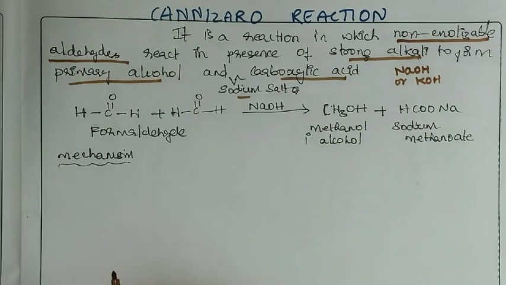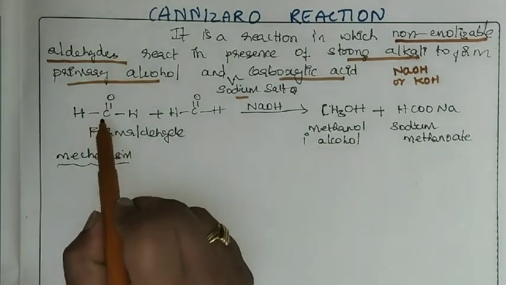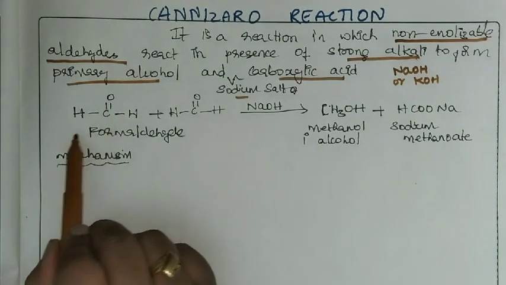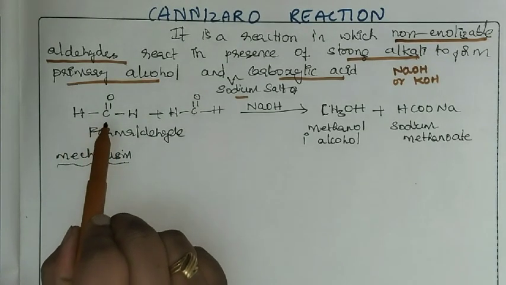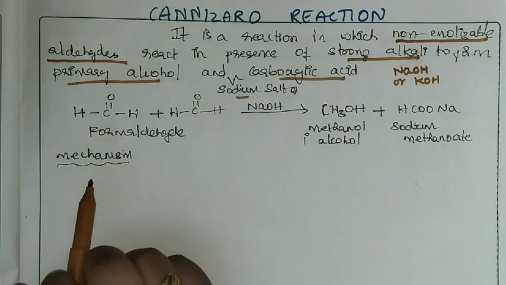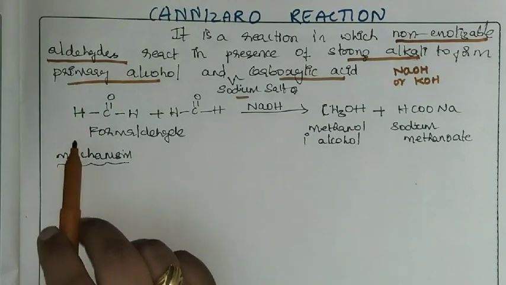So what is a non-enolizable aldehyde? An aldehyde which does not contain alpha hydrogen, that is, aldehydes which are lacking alpha hydrogens. Alpha hydrogens are those which are attached to the alpha carbon.